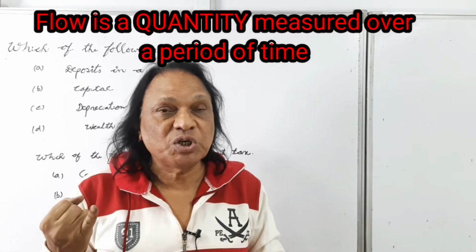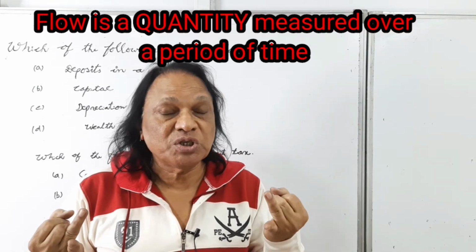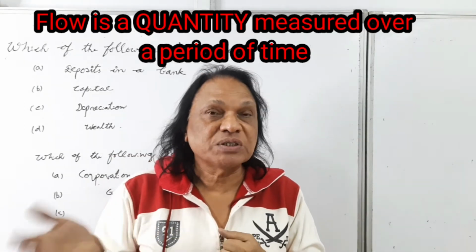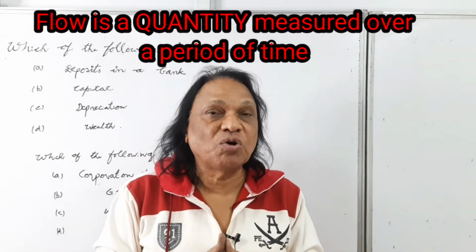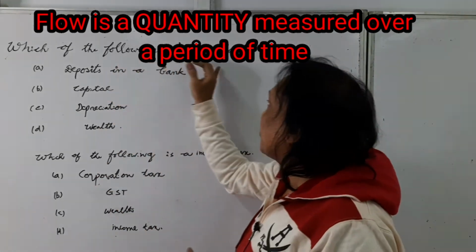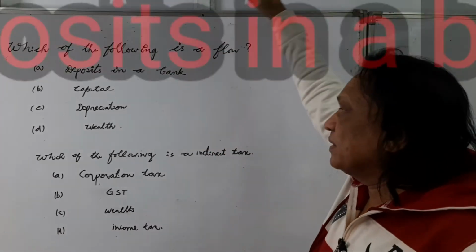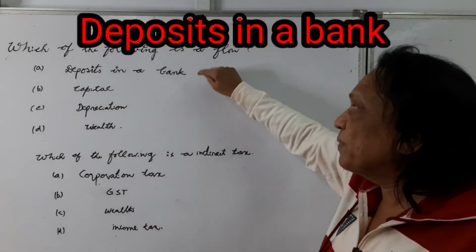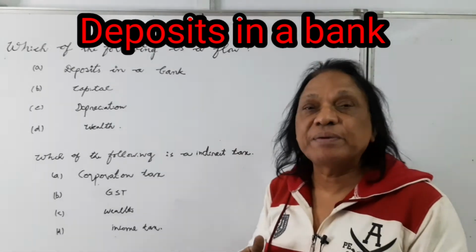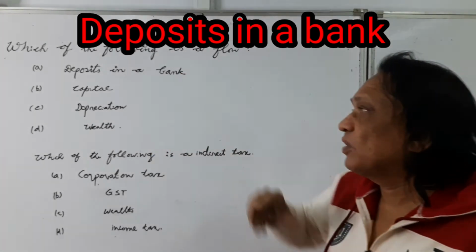Stock is a quantity measured at a point of time. Flow is a quantity measured over a period of time. Stock has no time dimension and flow has time dimension. Stocks influence flow. Flows also influence stock. So those are the examples we discussed. Now with this knowledge, which of the following is a flow? We discuss all of them. Deposits in a bank. Deposits in a bank means at a particular point of time. So deposits in a bank at a particular point of time, this is a stock concept.